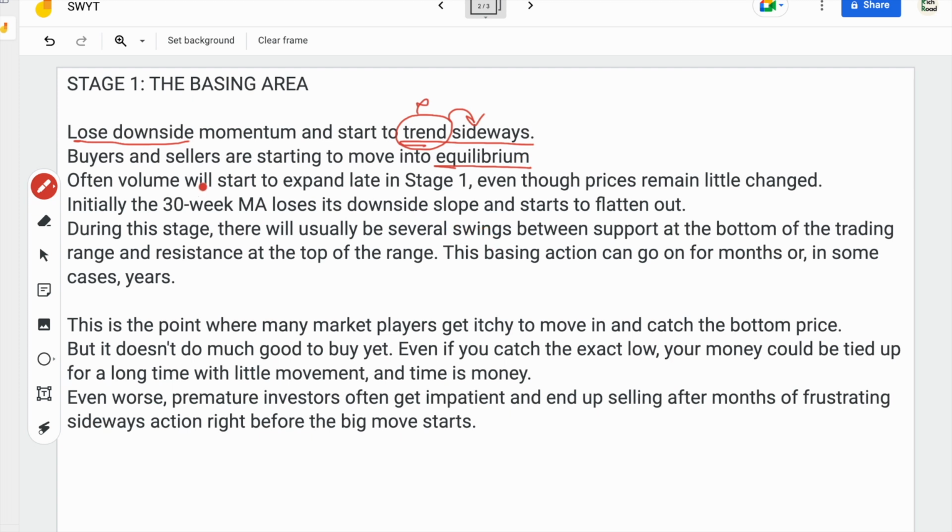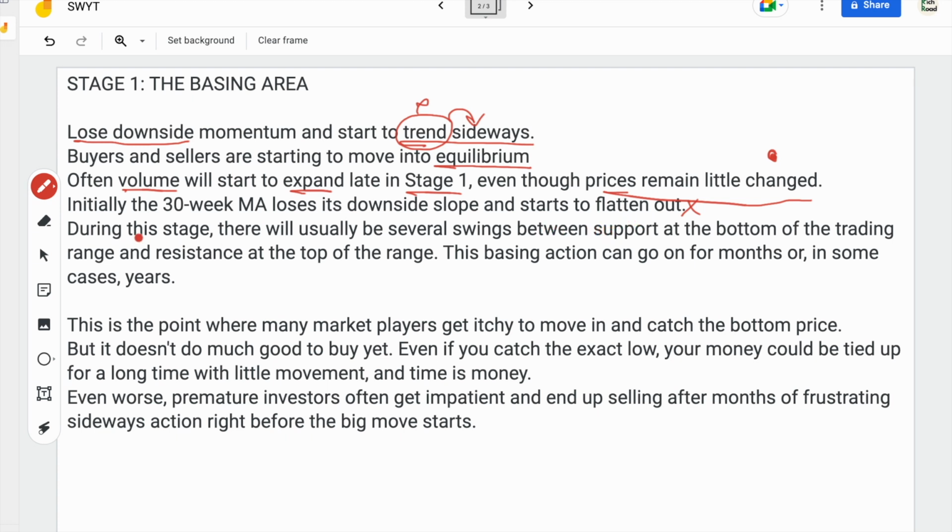We'll see it. Then comes the volume. He says that the volume will expand late in stage 1, even though prices remain little changed. Okay, this is what he has talked about. But there are a lot of things that need to be discovered behind this. Then there is a talk about moving averages, which you have to omit for this video, because in the last video, on indicators, that is where we will cover it in depth.